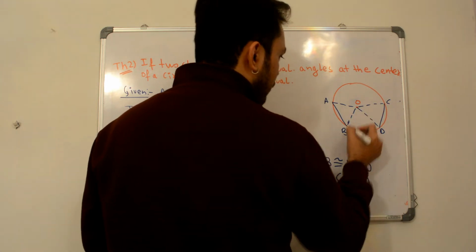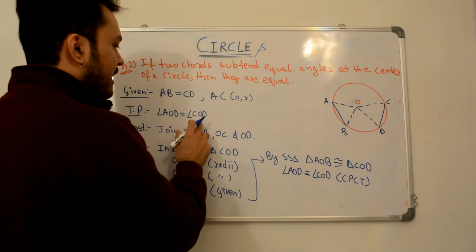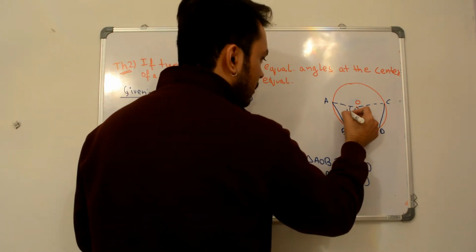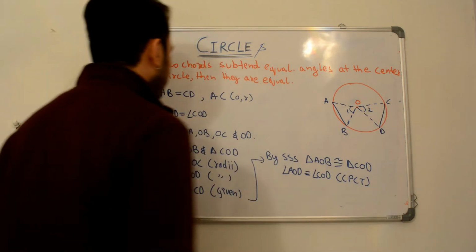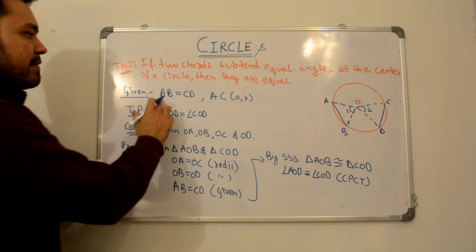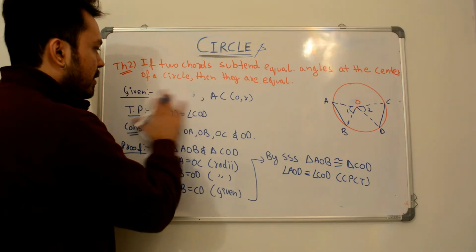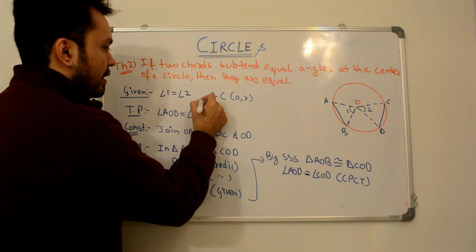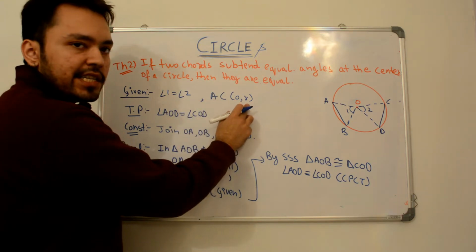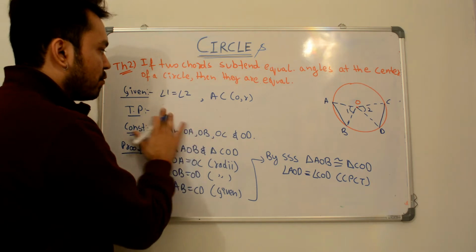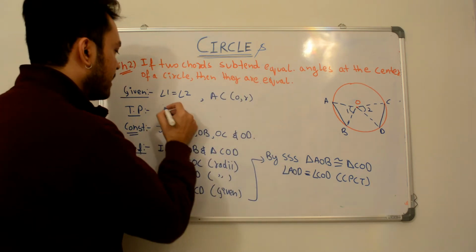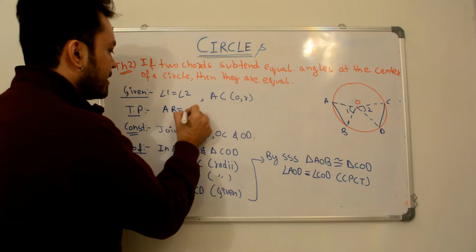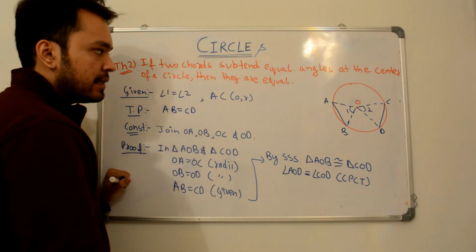But now for the sake of convenience, I will take angle AOD and COD as angle 1 and angle 2, right? So now what is given to us? Given to us is angle 1 is equal to angle 2 in a circle with center O and radius R, right? What we have to prove? We have to prove the converse of it, that AB is equal to CD, right?